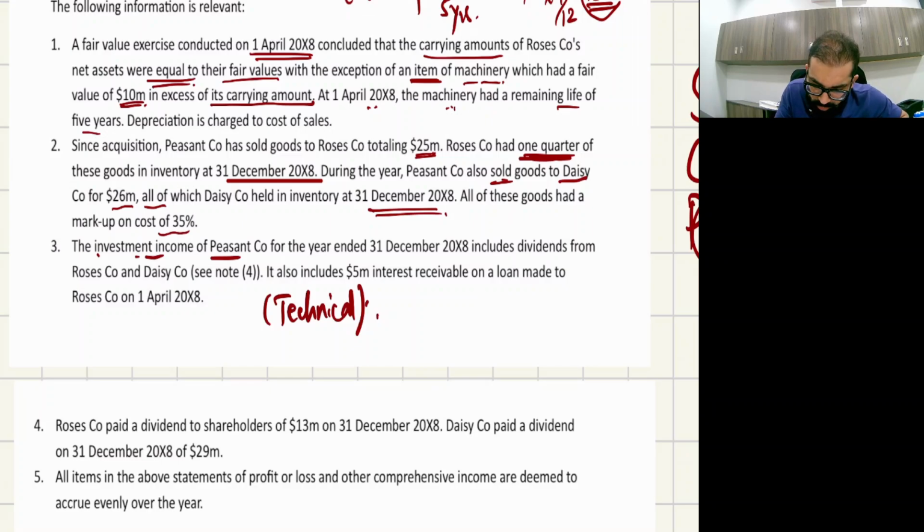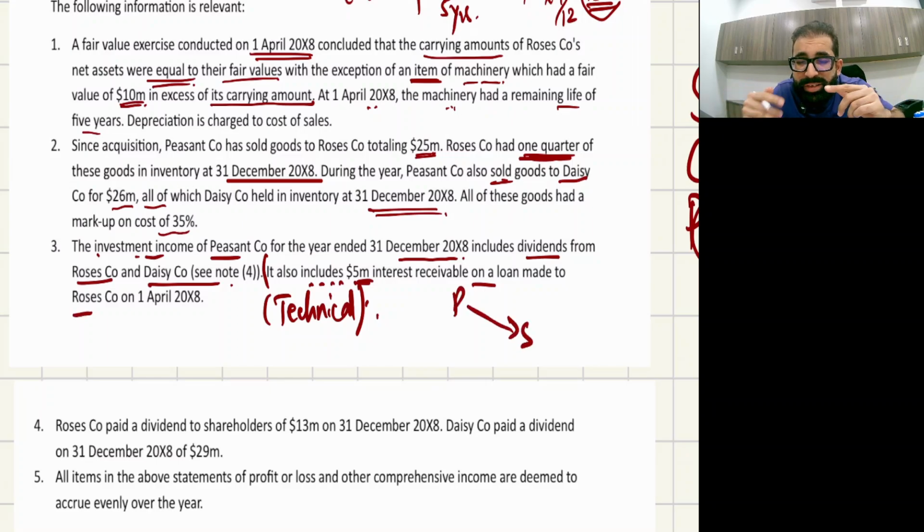The investment income of Peasant company for the year ended 31st December X8 includes the dividends from Roses and Daisy. It also includes, this is a $1 million line, 5 million interest receivable on a loan made to Roses, meaning P to S loan, parent company given loan to S company. The parent company is going to book interest income, and the subsidiary company is going to book interest expense. But in the group income statement, you need to cancel this.